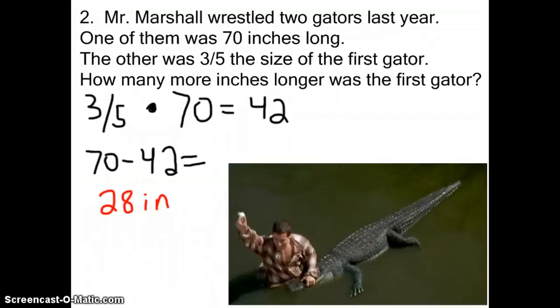Alright, so on this one it says the big one was 70 inches long, and the other one was 3/5 the size of the gator. Whenever you see the word "of" like that, you want to think about multiplying. So we take that 3/5 times 70, and we get 42. So the other gator was 42 inches, but it asks how many inches longer was the first gator. So we want to find the difference between them. We take 70 minus 42 to get the difference, and the first gator was 28 inches longer than the second one.